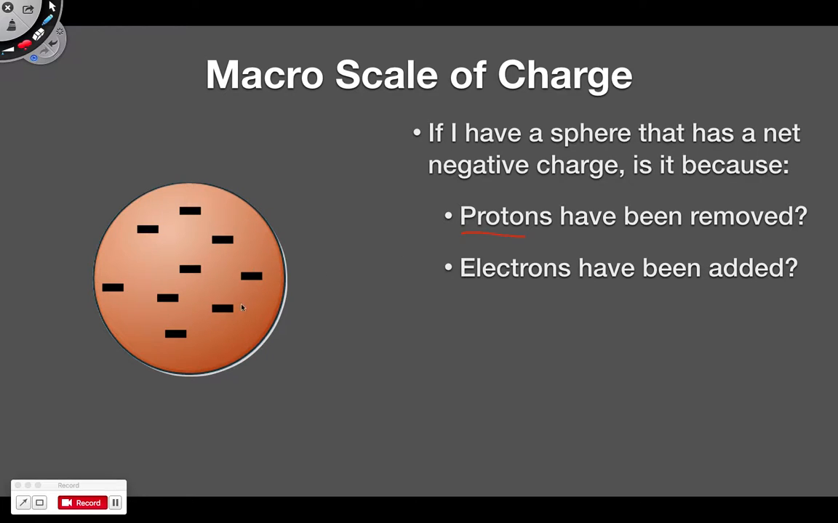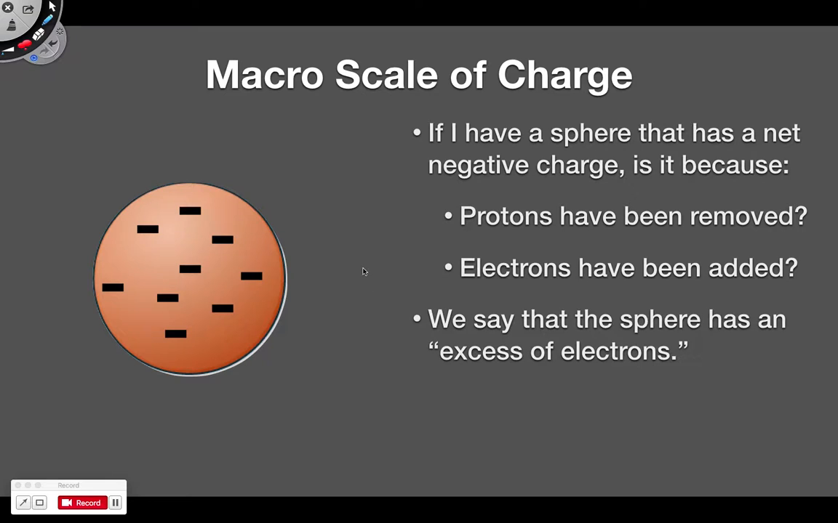If I start adding protons to this, then I'm either adding mass of the same element, or if I'm adding protons to the nuclei in here, I'm making new elements. So that's a big deal. All right, so what we say is that this sphere has an excess of electrons. Too many electrons on it. It has more electrons than protons.